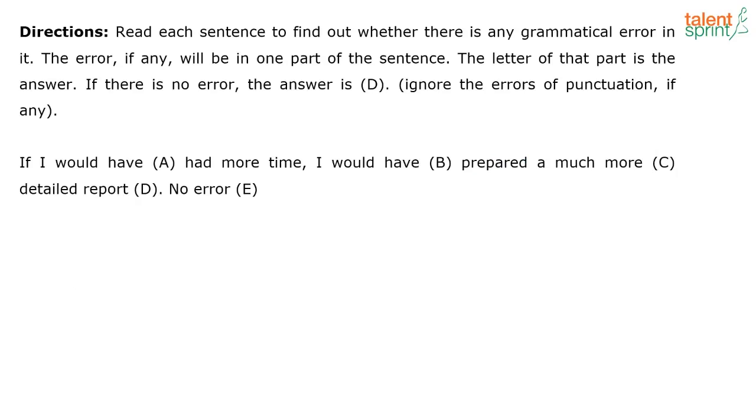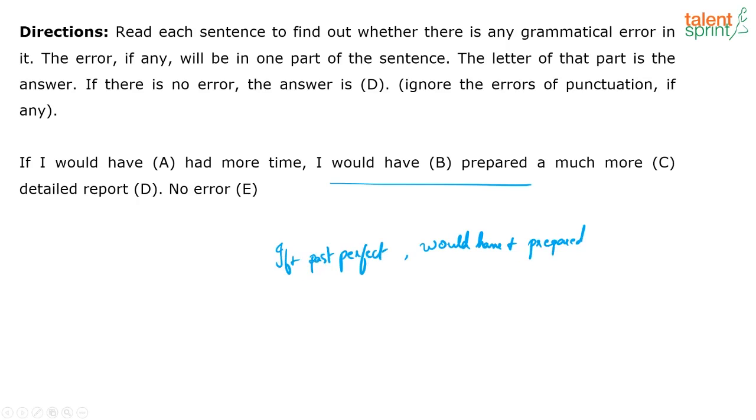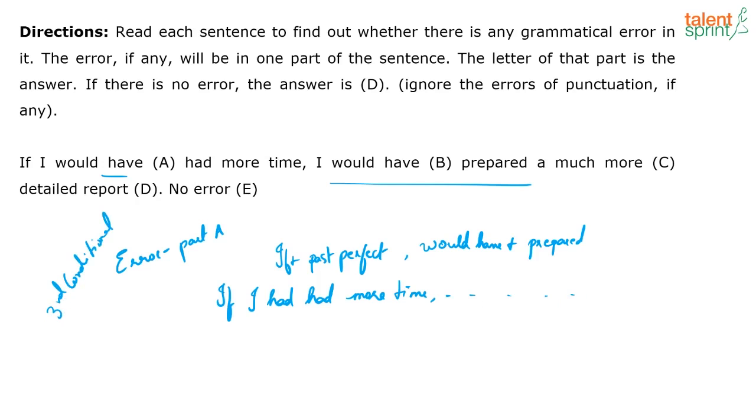It's the same concept, right? We're again talking about the third conditional form, because I have the second clause which has would have plus the past participle, which is prepared, which means again I need if plus past perfect, and the past perfect form of have is had, right? If I had more time. So the error again is in part A. I would have prepared a much more detailed report. Again, we're talking about a third conditional, and this is the form.